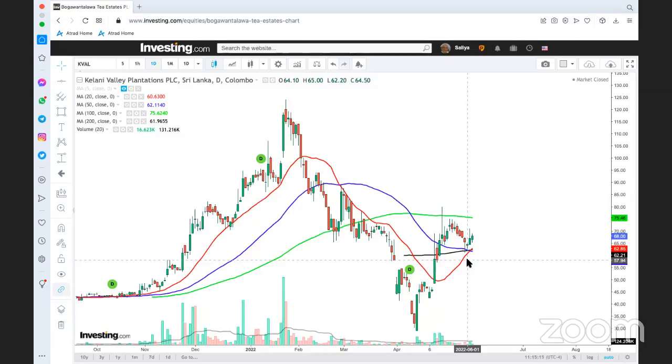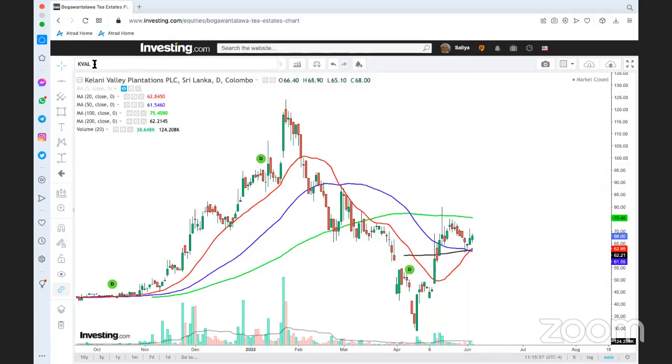In the plantation sector, Balangoda Plantation has gone above all the 4 moving averages and is now testing a higher level. Whereas Kalani Valley Plantation, even though it also has a positive sentiment, is not happening. It hasn't gone above all the 4 moving averages. So we need to be mindful of that. We will not be trading Kalani Valley, but we will be looking at the Balangoda Plantation movements.